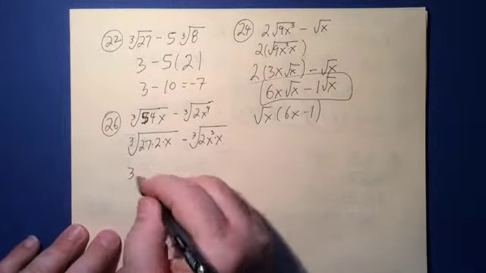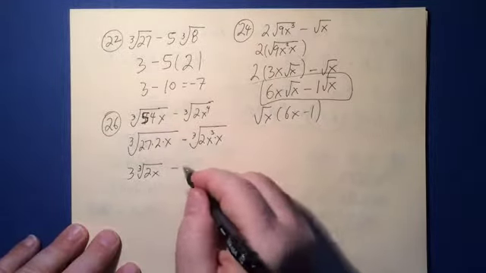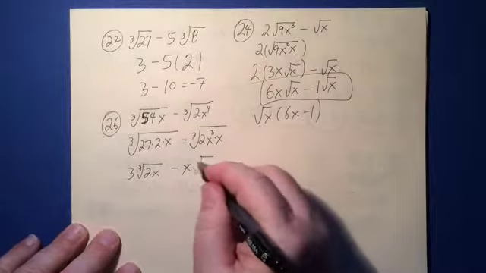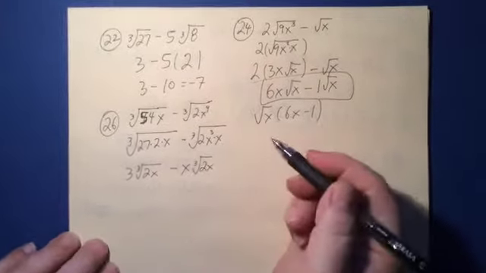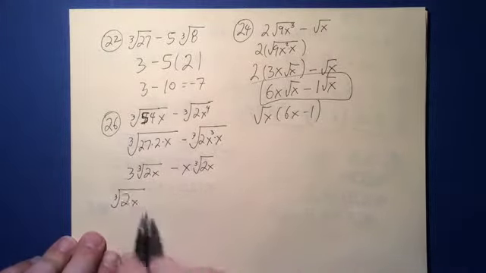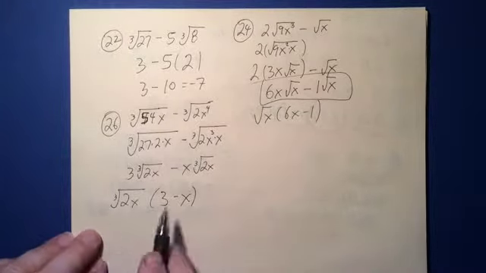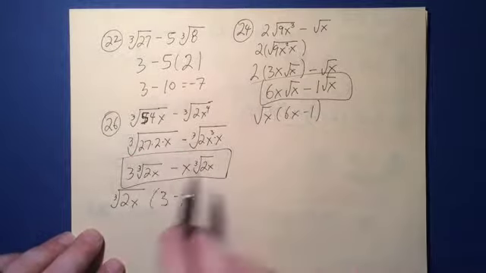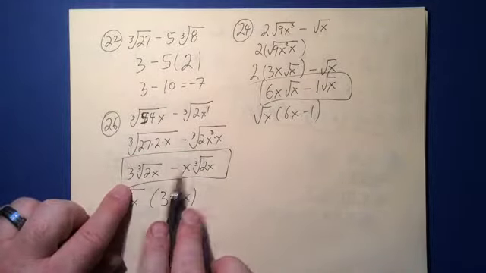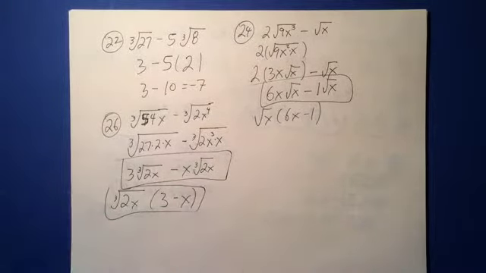From this I can pull out a 3, leaving the cube root of 2x. Here I can pull out an x, leaving the cube root of 2x. Well, the only thing I can factor out of this is the cube root of 2x, leaving me with 3 minus x. And again, I would accept the answer in this form because I can't take x away from 3. The best I can do is factor out a cube root of 2x and simplify it further this way. But I would accept either form. Just be careful of what MyMathLab is going to be looking for.